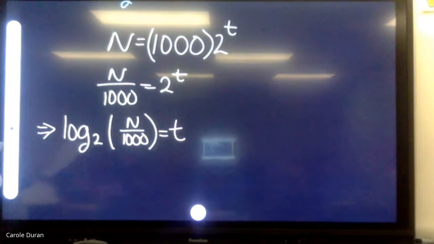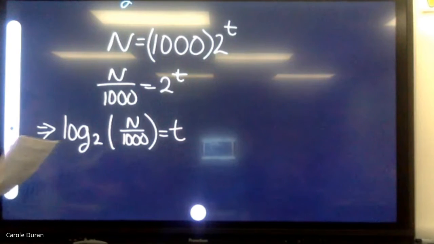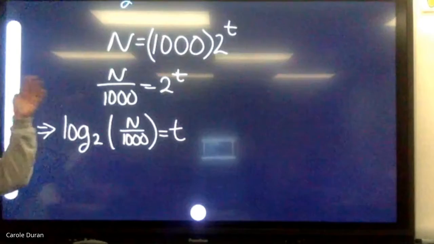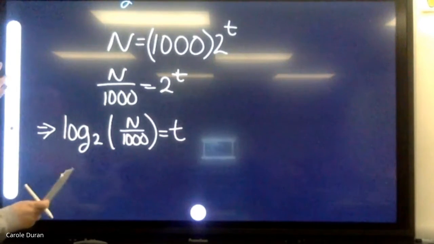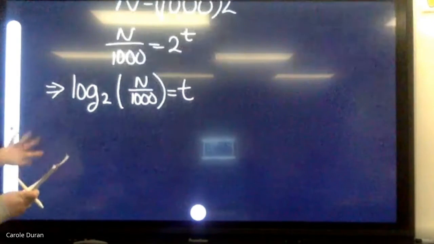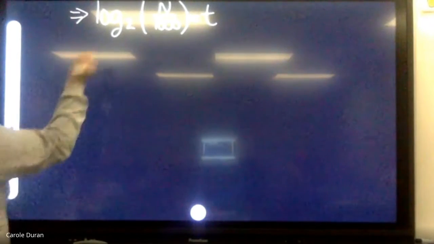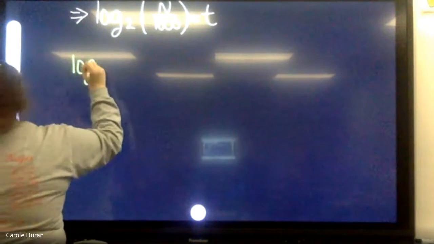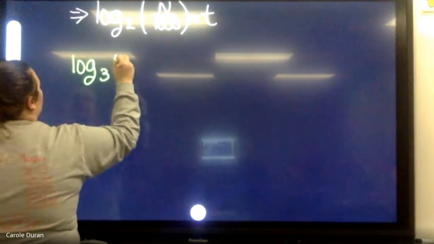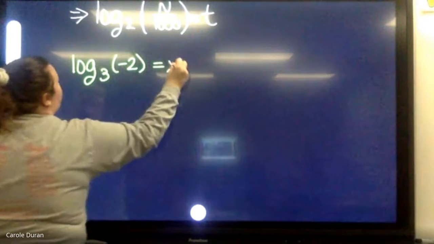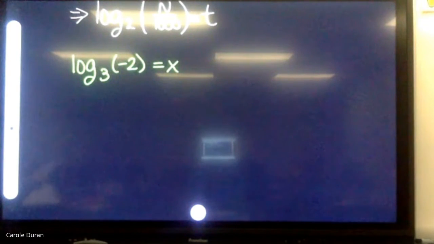So there are a couple more examples in here that we don't really necessarily need to look at. They're just more examples of using the conversion to solve for our variable. You're more than welcome to look at those on your own time. I do want to do one more, however, before we move on. So let's say I have log base 3 of negative 2 equals x, and I want to solve for x by rewriting this as an exponential function.